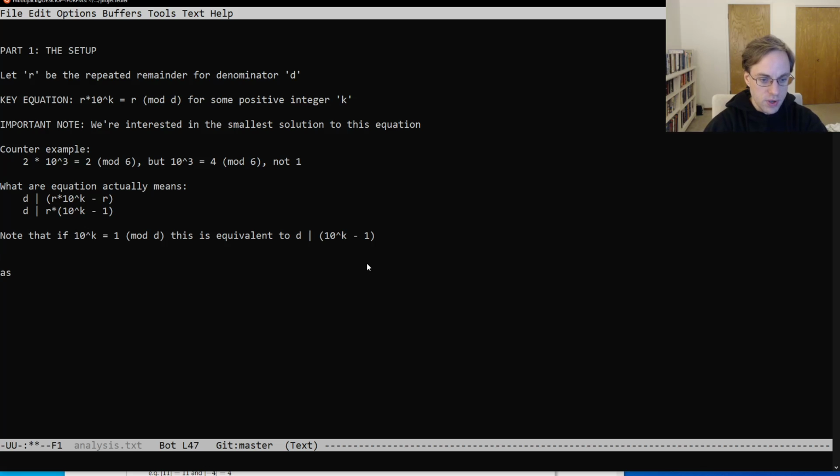So we'll say, case 1, and that's going to be r is equal to 0. And this makes sense. If r is equal to 0, it doesn't matter what the value of 10 to the k minus 1 is. This whole right-hand side is going to have the value of 0, and so d is always going to divide 0. It doesn't matter what the value of d is.